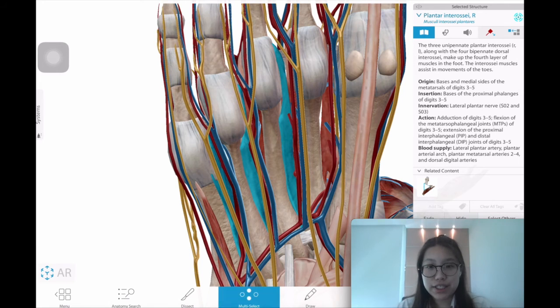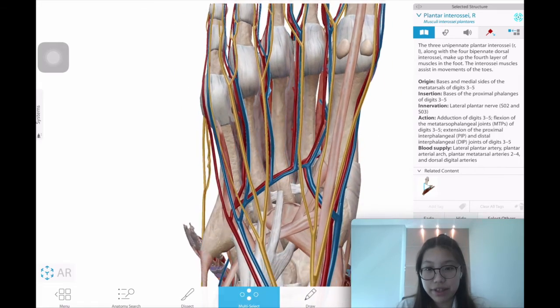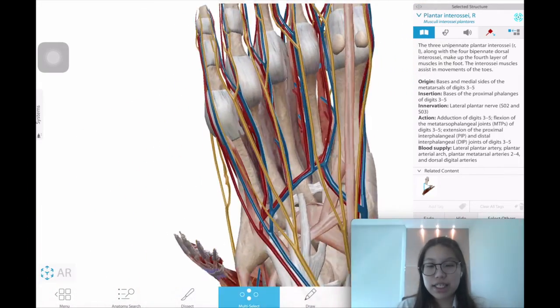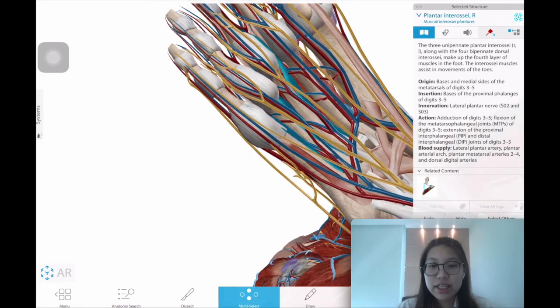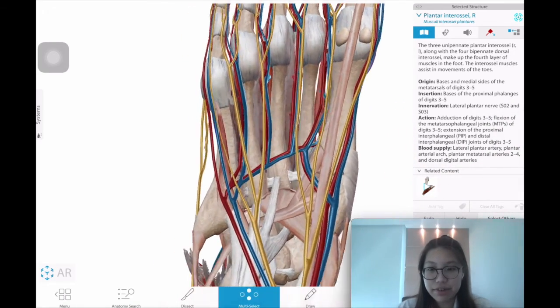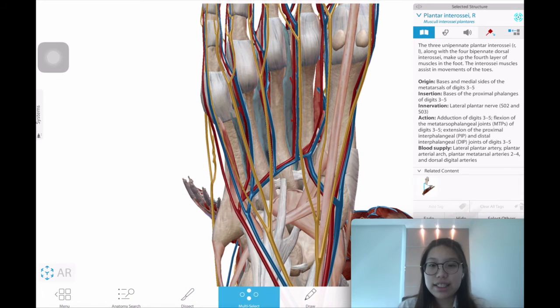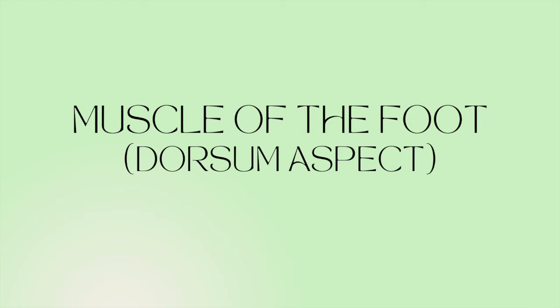This is the plantar interosseous. It originated at the base and medial side of the metatarsal of digits 3 to 5. The insertion is at the base of the proximal phalanges of digits 3 to 5, and the innervation is lateral plantar nerve, and the action is to adduct digits 3 to 5, flex the metatarsophalangeal joints of digits 3 to 5, and extend the proximal interphalangeal and distal interphalangeal joints.